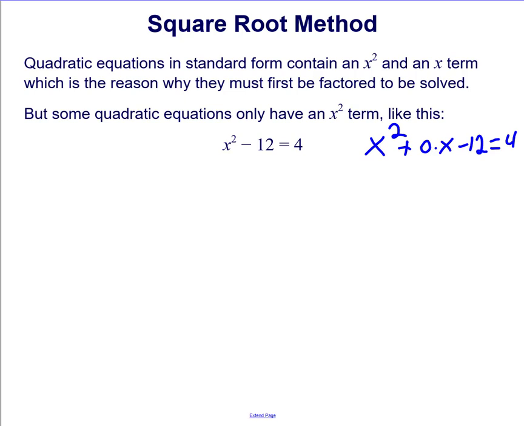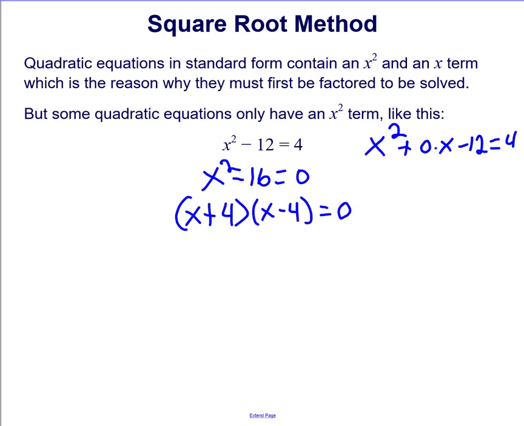And to solve this, we would say we have to set this equal to 0. So I subtract 4 from both sides to get x squared minus 16 is equal to 0. And then that factors into two binomials, x plus 4, x minus 4 is equal to 0. Some of you may know this as a difference of squares. And then from there, we would get our solutions.